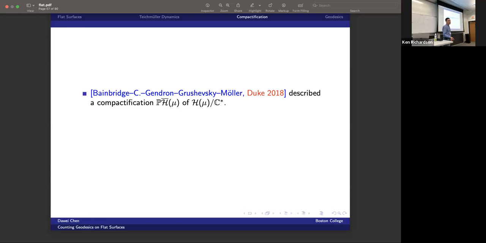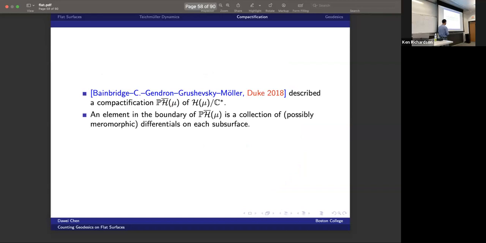So this bar has a real meaning: the Riemann surface and flat surface degenerate. In this sense, the boundary turns out to parametrize some possibly meromorphic differentials on the components of the reducible Riemann surface. That turns out to be a nice geometric compactification. You can do a lot of things with the boundary elements in the compactification. I'll just mention it because in the end, I use this notation with the compactified moduli space to show you something.